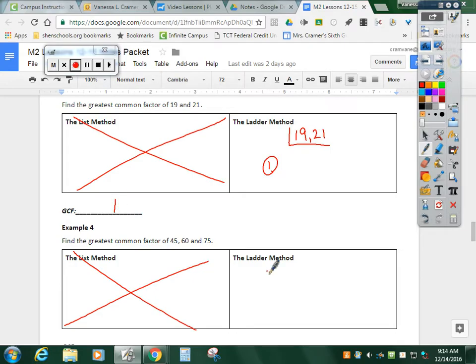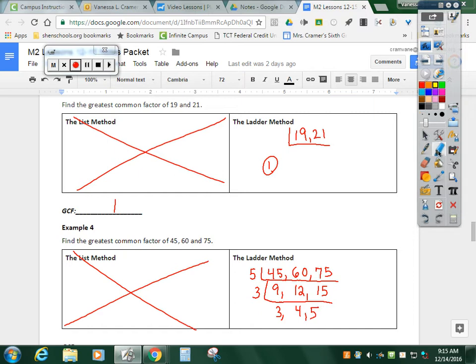Example 4, ooh, I love 3 numbers, 45, 60, and 75, okay? Let's write those down. All 3 of these can be divided by 5. 45 divided by 5 is 9. 60 divided by 5, 12. 75 divided by 5 is 15, okay? Now I'm going to say, okay, these can all be divided again. All 3 of these numbers can now be divided by 3. 9 divided by 3 is 3. 12 divided by 3 is 4. 15 divided by 3 is 5, okay?